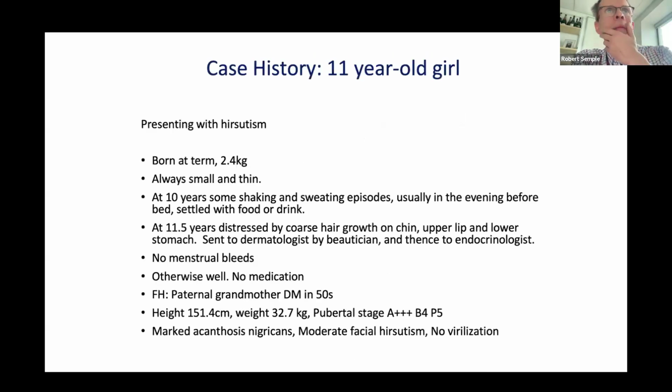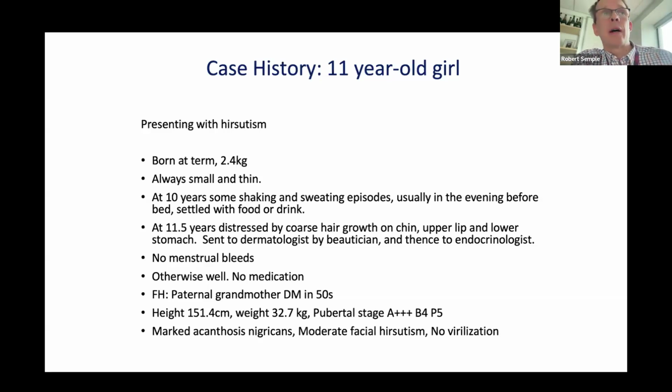So here's a very classic case report of a young woman who was on the small side at birth, but otherwise was well until about 10 when she developed some shaking and sweating episodes, usually in the evening, settling with food and drink, almost certainly postprandial hypoglycemia. But it was only when she developed coarse androgen-driven hair growth that she sought help. She was Italian, and the traditional referral route there seems to be beautician to dermatologist to endocrinologist.